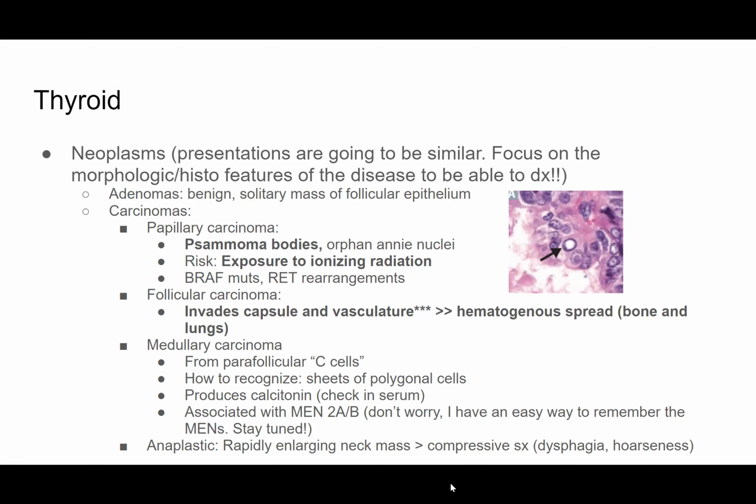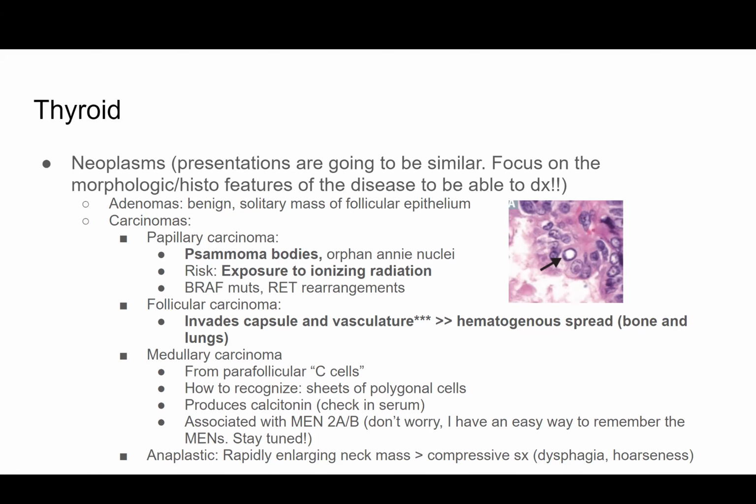And then medullary carcinoma from the C cells. How are we going to recognize this? They're going to call it sheets of polygonal cells. It does produce calcitonin, so you can check that in the serum. So those two things, the sheets of polygonal cells and the presence of calcitonin, those are something that they can put in the vignette so you can clue in on it.